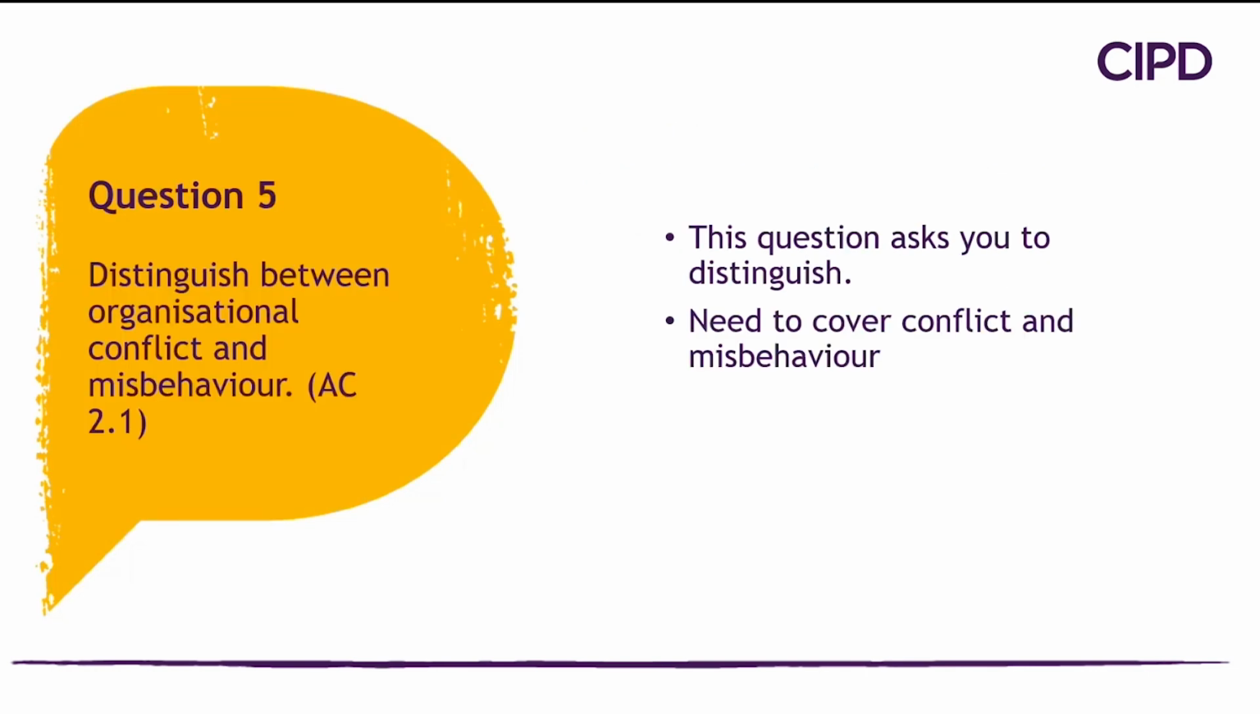Question 5 asks you to distinguish between organisational conflict and misbehaviour. Before you can distinguish between conflict and misbehaviour, it is important to have a clear understanding of each term. It is not enough to explain what each term means. You need to show that you understand how they differ.